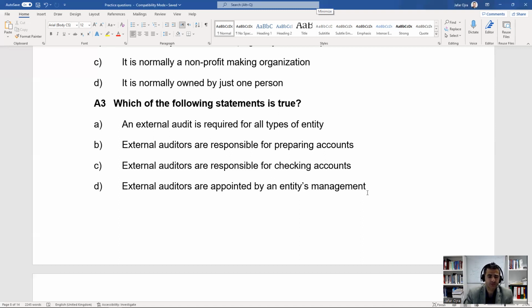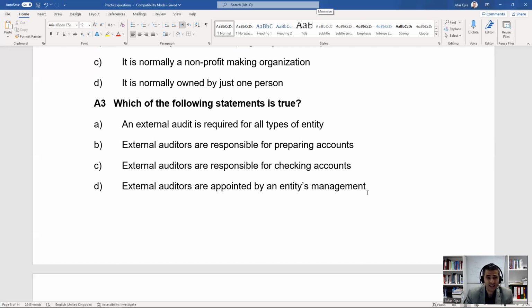Second, external auditors are responsible for preparing accounts. No, not the external auditors, but the accountants. The financial accountants are responsible. So B is wrong. D, external auditors are appointed by the entity's management. Again, that's not correct. They are not appointed by the entity's management.